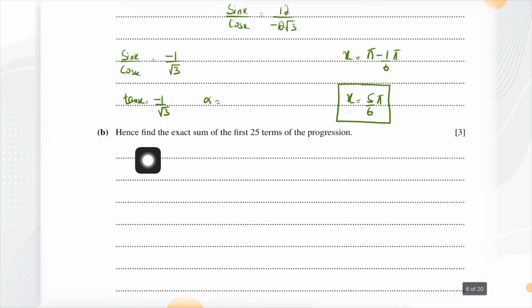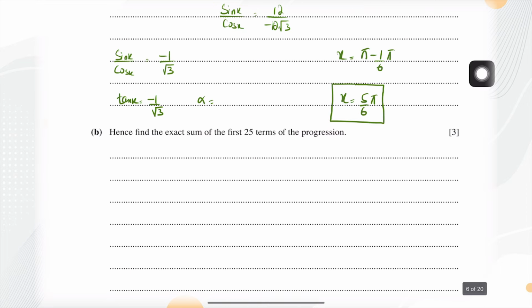Then the question says, hence find the exact sum of the first 25 terms of the progression. First of all, let's write down the formula. When you write down the formula, you'll know exactly what you need in order to find what the question wants. So n upon 2 into 2a plus n minus 1 into d. We know that n is going to be equal to 25, because we want the sum of the first 25 terms. So we'll write n over here as 25.